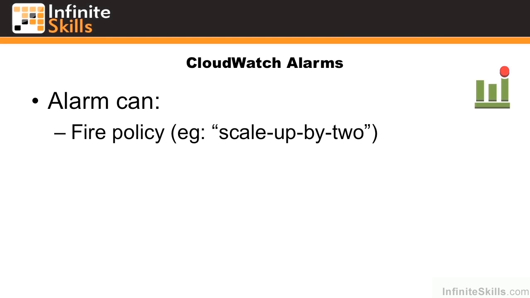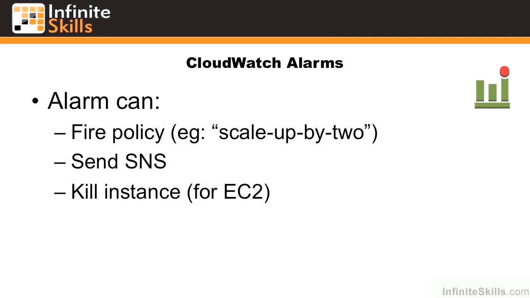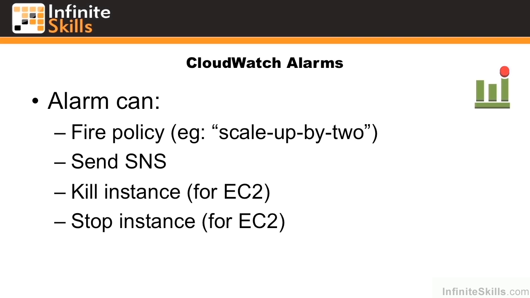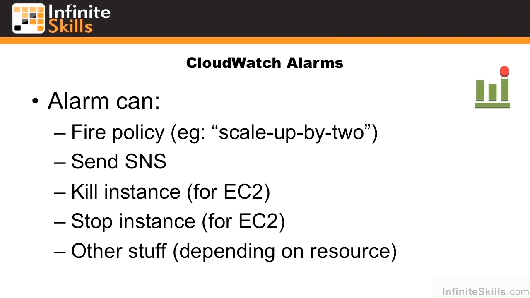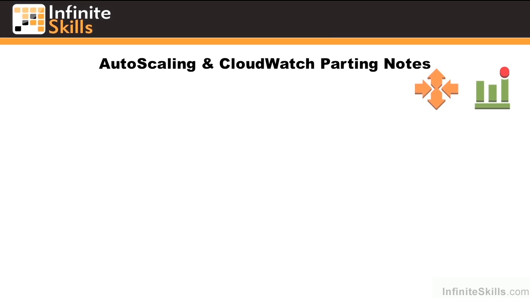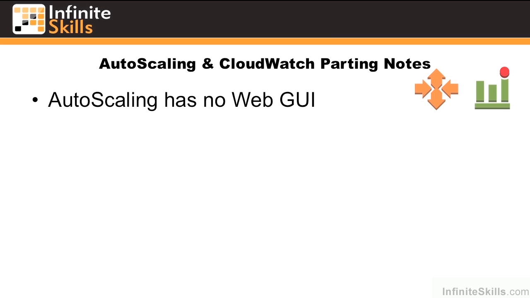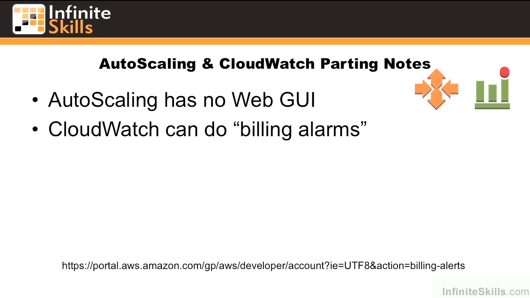Again, the alarm can fire a policy, such as scale up by 2 that we just created in our AutoScaling groups, and or send SNS. It can also do some other things, such as kill an instance for EC2, stop an instance for EC2, and other things depending on the resource itself. AutoScaling unfortunately has no web GUI, and you'd have to install the command line tools to work with it.